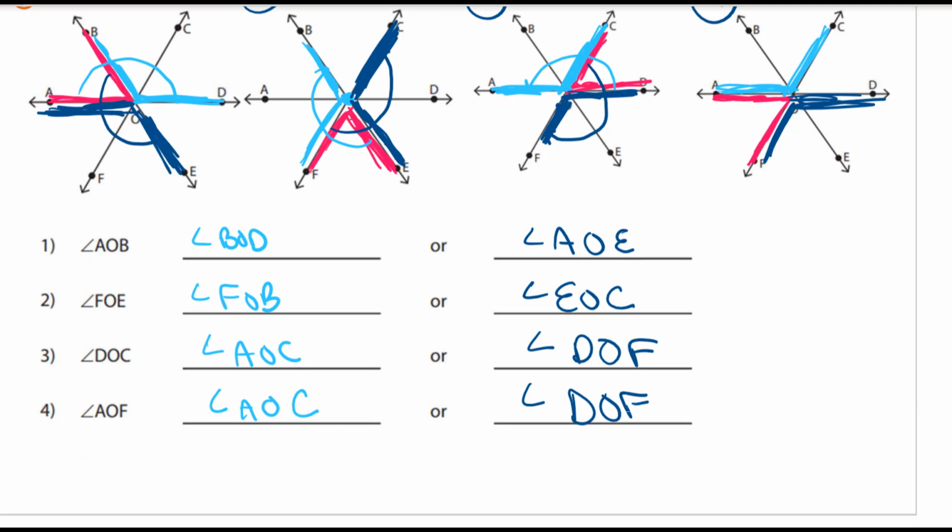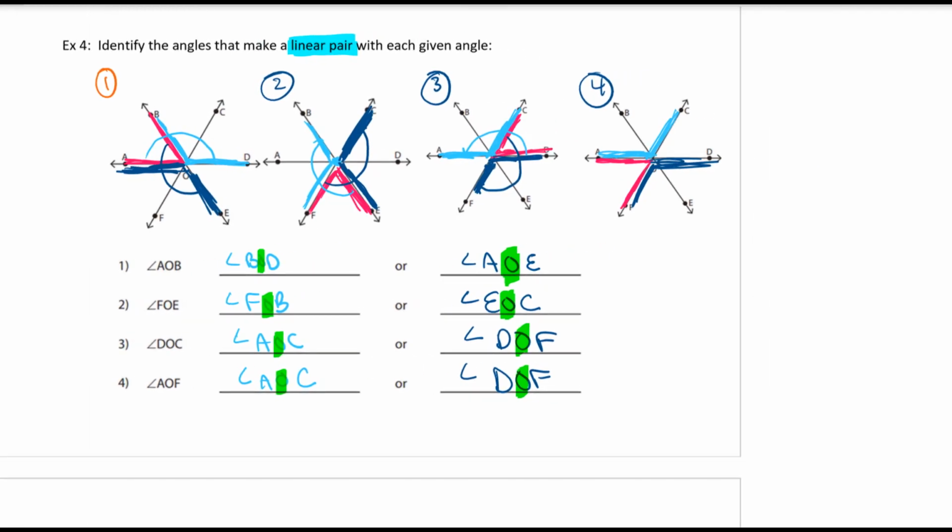Now, one of those things that you want to take a look at, you could actually name each one of these by flipping around the first and the last letter, as long as the middle letter, and I'm going to highlight that in green, stays in the middle. The O has to be in the middle for all the ones on the right side and all the ones on the left side. You could switch around the first and third letters. That would be okay. So some of them will have similar angles. So that's this one right here. Those are all the angles that make linear pairs with the angle given in example 4.